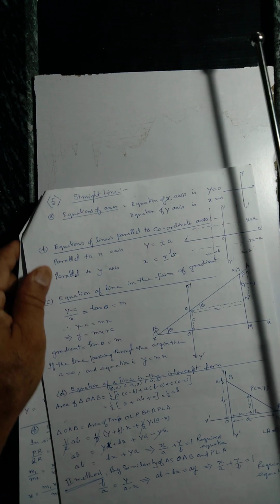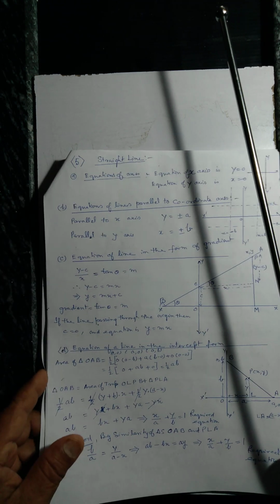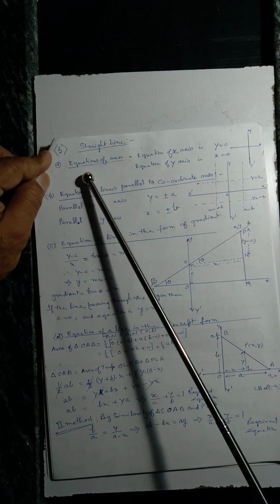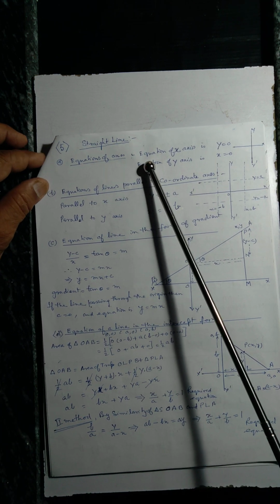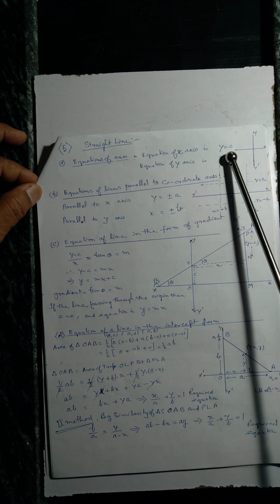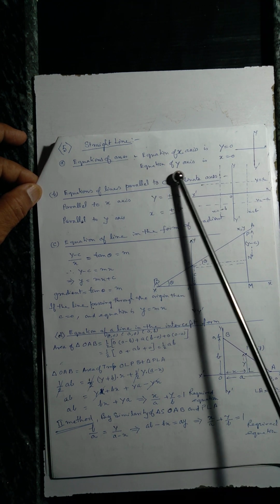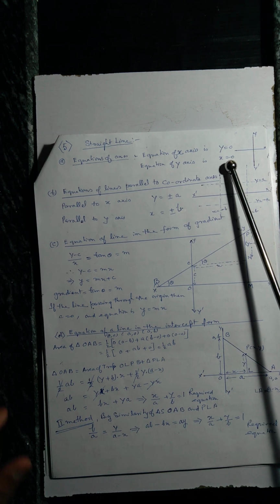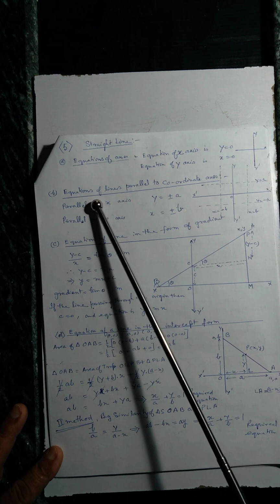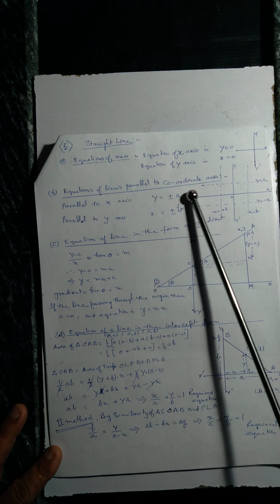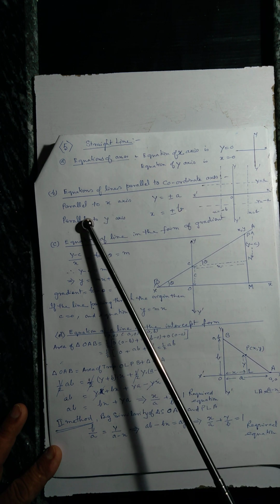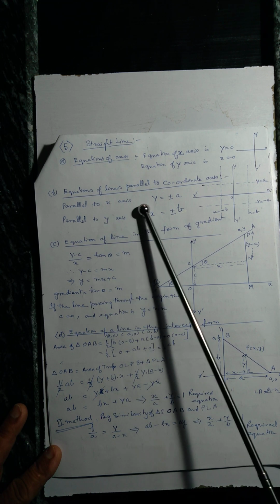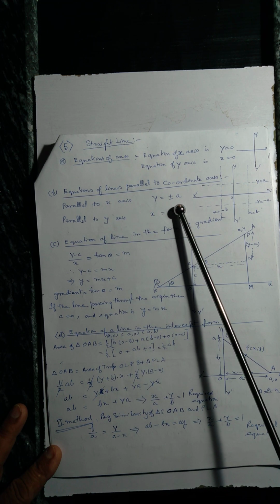Now the area of the equation of line or straight lines. Here you see the equation of the x-axis. Equation of x-axis is y is equal to 0. Equation of y-axis is x is equal to 0. The equation of line parallel to the coordinate axis can be given here. You see, parallel to x-axis, that is y is equal to plus minus a.